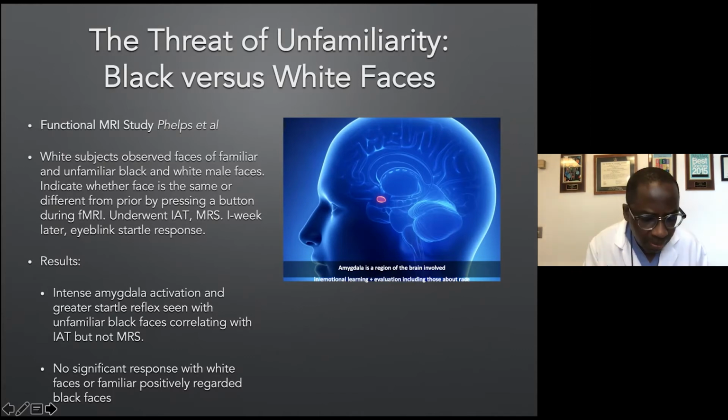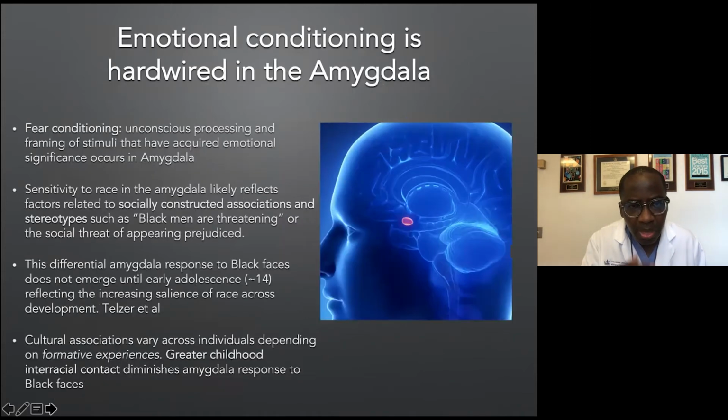What was also interesting is that when they looked at these responses across different age groups, a second study by Telzer looked at children from the ages of 14 right the way to age 18. They found that these responses only begin to emerge around age 12, 13, and 14. This lighting up to unfamiliar Black faces reflects the increasing salience of race across development.